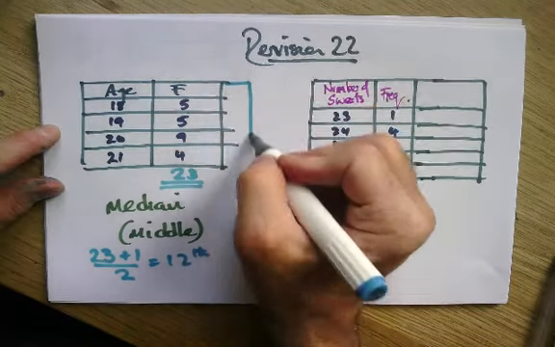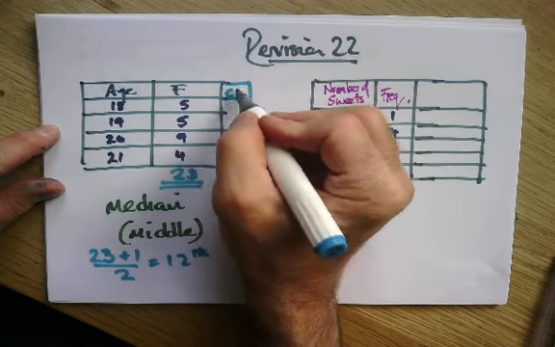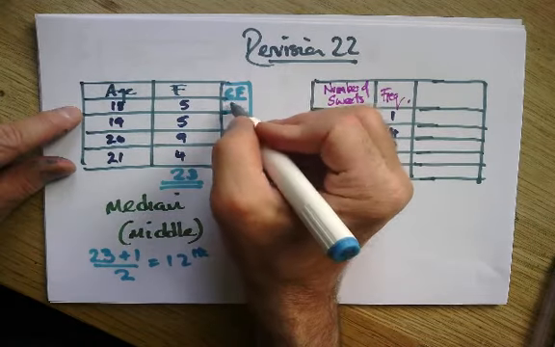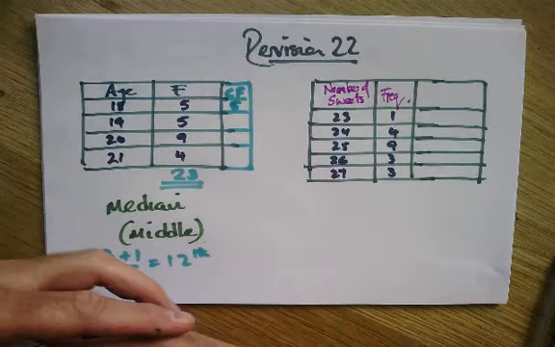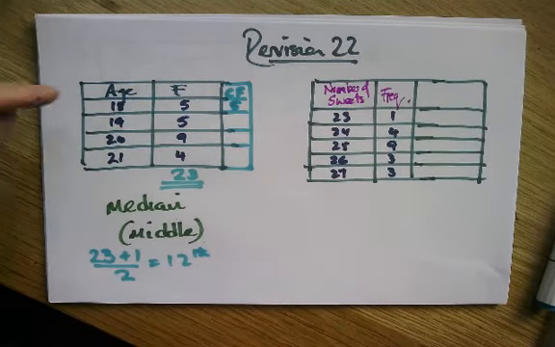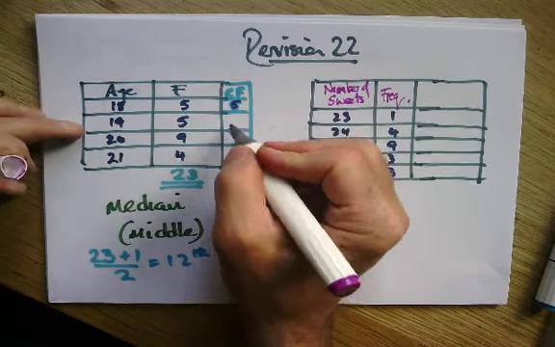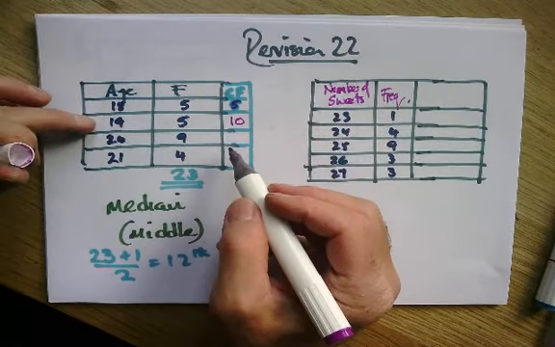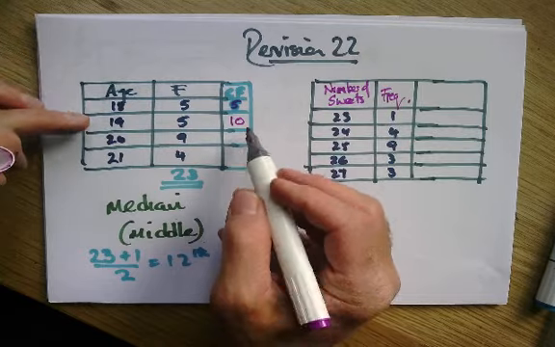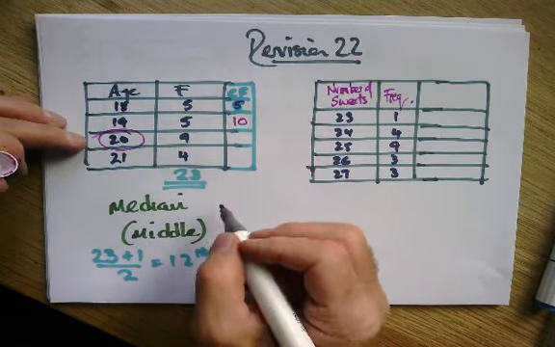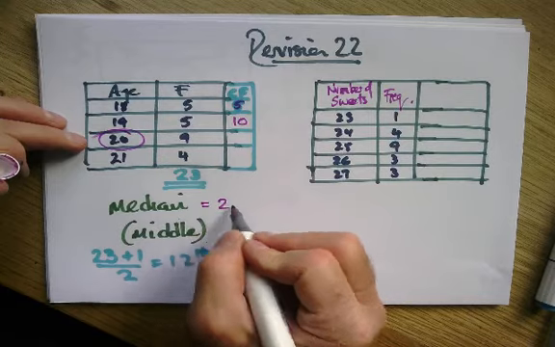And what you can do is make a little cumulative frequency column here, and that means you add as you go along. There are 5 people who are under the age of 19, they're 18, so there's 5 of those. Now there are 10 that are 19, so I want the 12th person, which must be in this group here, so the median is 20.